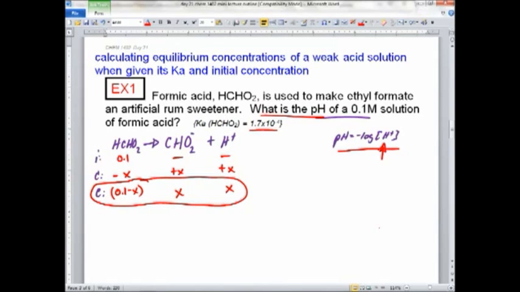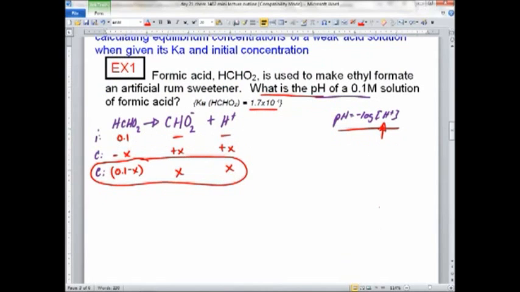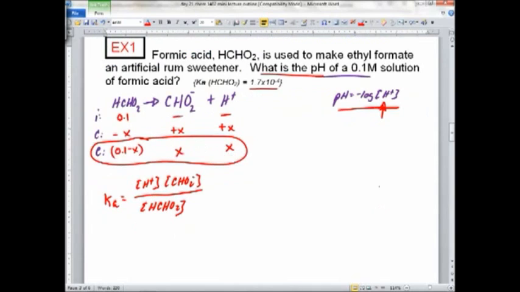Sylvia, there's got to be a way to do it. How are we going to get the X? Yeah. Ka, you have to use it. Ka is going to be what over what you're going to write? Product over reactant. So what would you write? Concentration of H plus, CHO2 negative, good. Okay. She didn't skip any steps there. That should help you out.